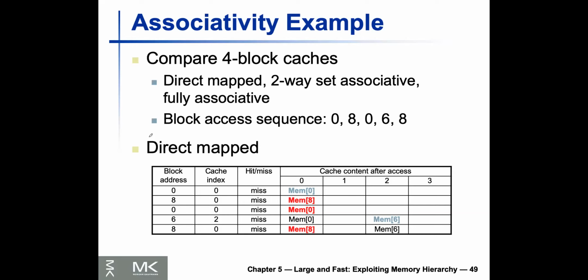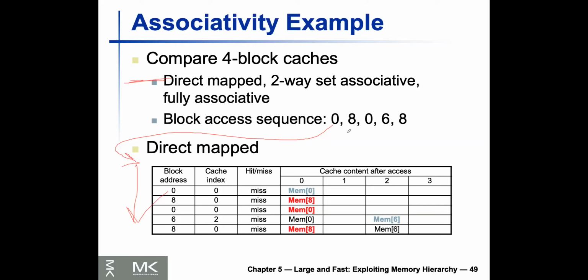Okay. If we go for the direct map, what's going to happen is you're going to just go down the entries, right? 0, 8, 0, 6, 8. Okay, these are coming here. So for 0, the cache index would be 0. Nothing was there already, so you're going to have a miss, all right?